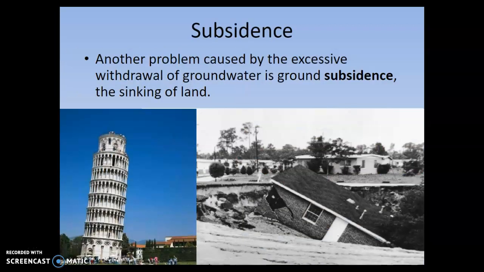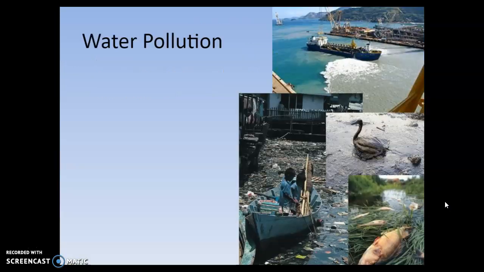Subsidence, as a reminder, is when we withdraw too much groundwater and it can cause the land to sink. Again, there's an example with the Leaning Tower of Pisa, and also this somebody's home which has collapsed into a sinkhole, which would be devastating. I couldn't imagine my house just falling into the ground.